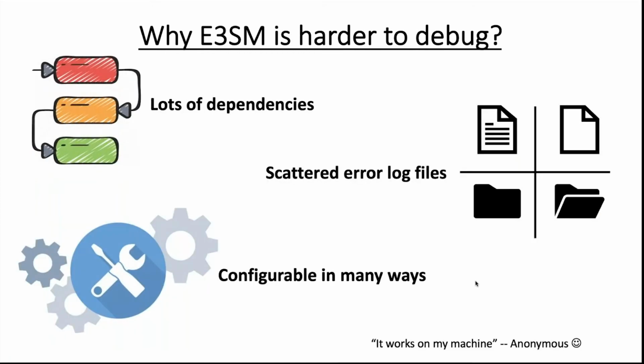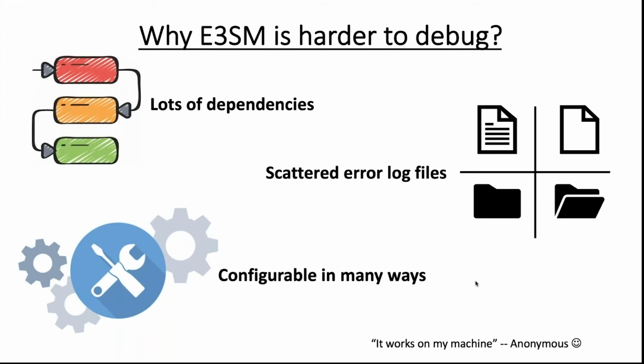And then we have a lot of dependencies, and it typically takes about a day or more to run the code on a new machine. So there are a lot of dependencies which make the code very fragile. And then we have scattered error log files. There are times when it is hard to locate the error. Typically, the error appears in the e3sm.log file in the run directory.